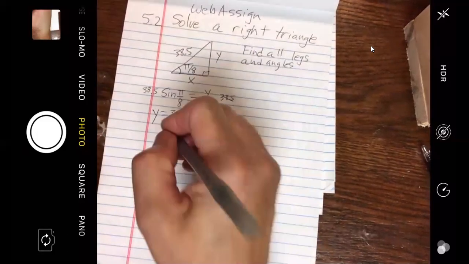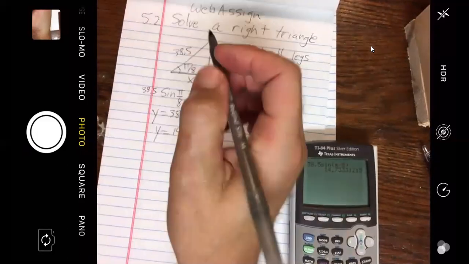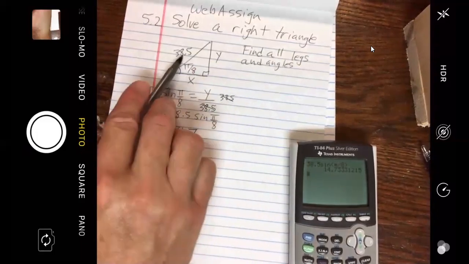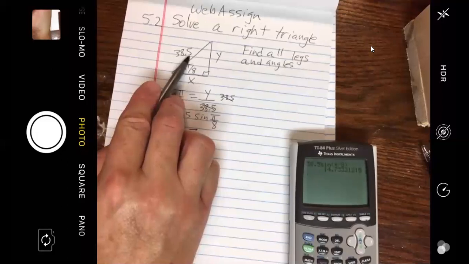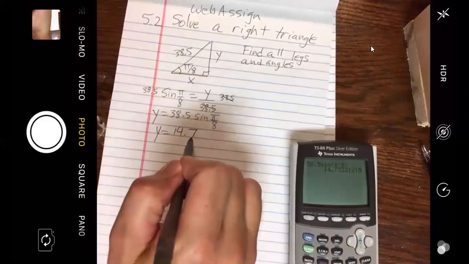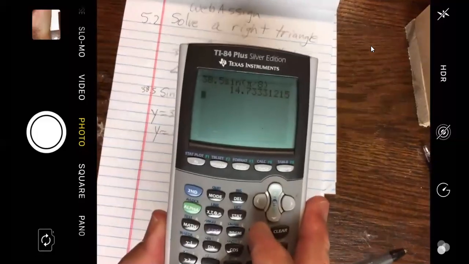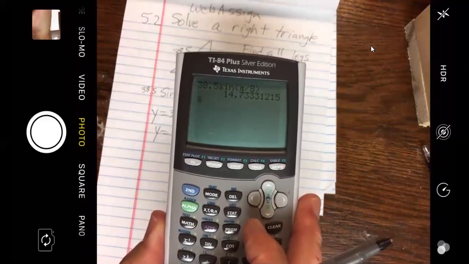14.73. And just one other point, they usually take your answers to the figures that are in the problem. So since they give us figures to the tenth place, we only need to write down answers to the tenth place. So I'm only going to write down 14.7 instead of 14.73.